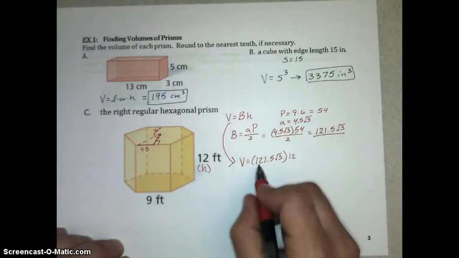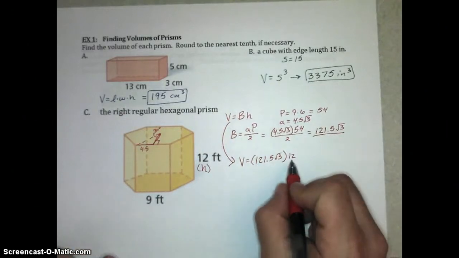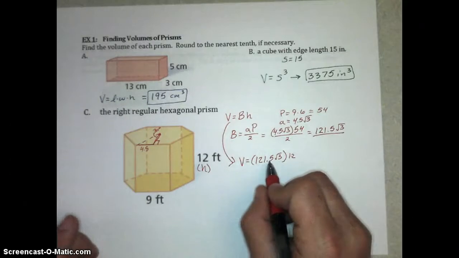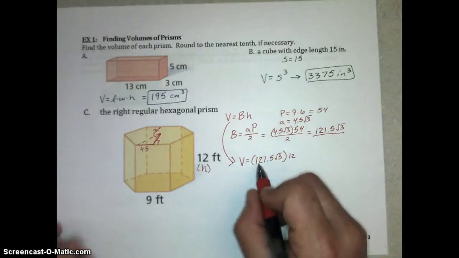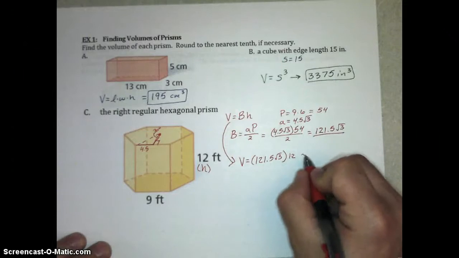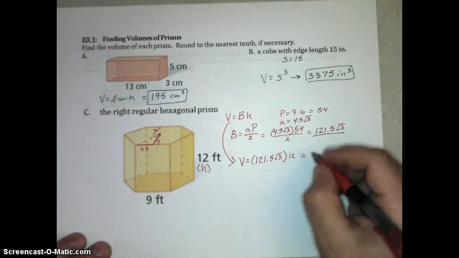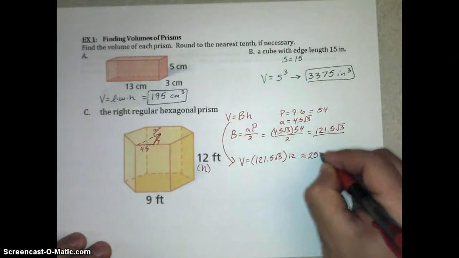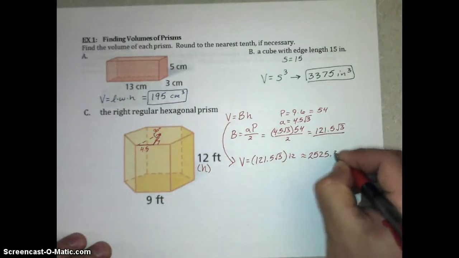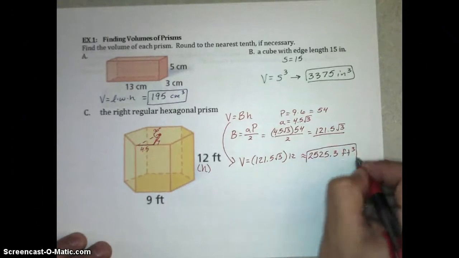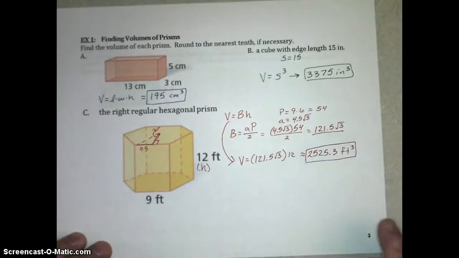So now we just plug it into our calculator. Probably the easiest way to avoid any errors is to do 12 times 121.5 first, then times root 3. When you multiply those together and round to the nearest tenth, we should get a total volume of approximately 2,525.3 cubic feet. You notice we say cubic instead of squared, because volume is a cubic measurement.